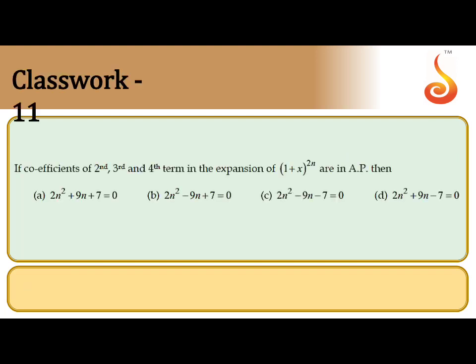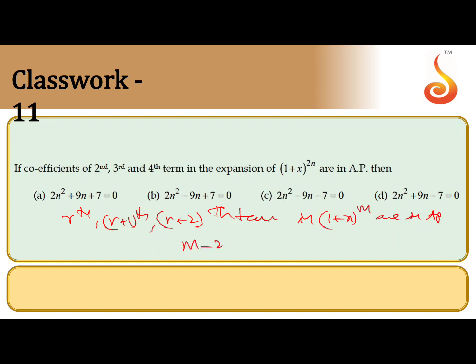Next, the coefficients of the second, third, and fourth terms in the expansion of (1 + x) whole power 2n are in AP. Then what condition is required? We have one formula. If the coefficients of the rth, (r+1)th, and (r+2)th terms in (1 + x) whole power m are in AP, then the condition is (m - 2r) whole square equal to m + 2.